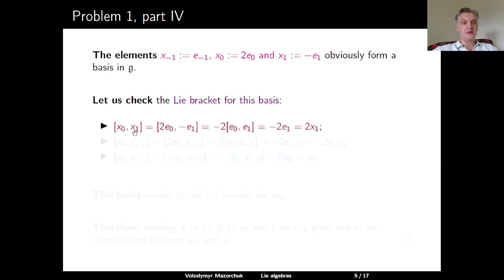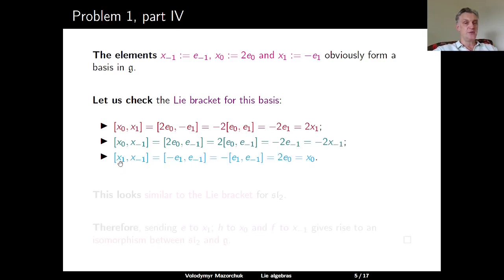The bracket of x0 and x1 is the bracket of 2E0 with minus E1, which is minus 2 times the bracket of E0 and E1, and this is minus 2 times E1, which is equal to 2x1. The bracket between x0 and x minus 1 is the bracket between 2E0 and E minus 1. So this is 2 times the bracket between E0 and E minus 1, which is minus 2 times E minus 1, which is minus 2 times x minus 1.